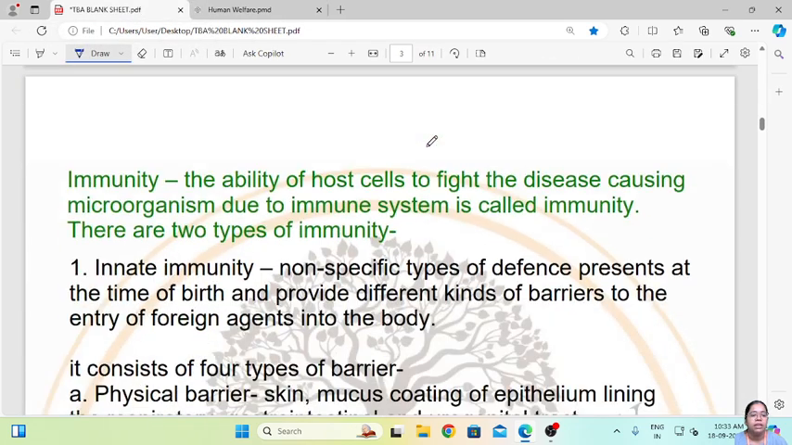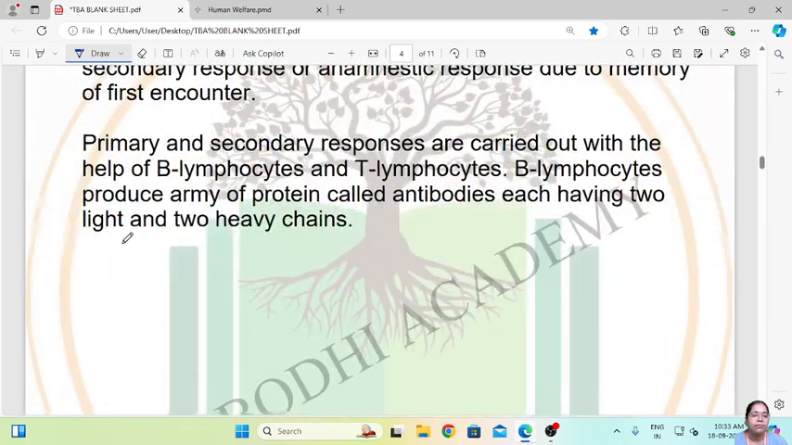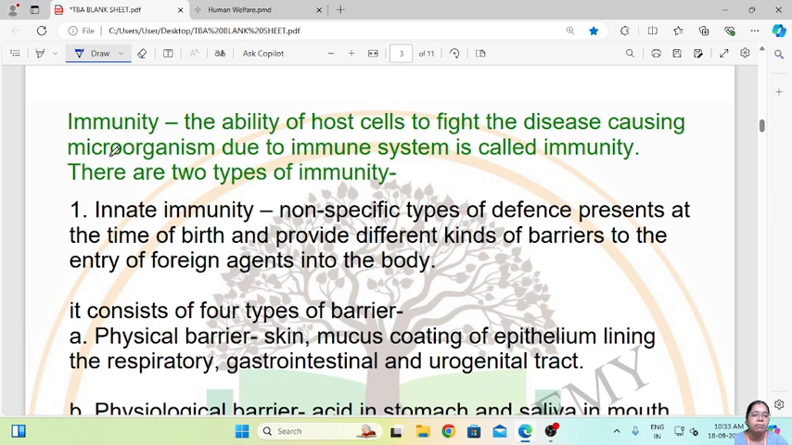So now let us see what is immunity. To fight against these diseases, our body has a fighting system that is called the immunity. So the ability of the host to fight a disease causing microorganism due to the immune system is called immunity. There are two types of immunities. First one is the innate immunity and the second one is the acquired immunity. So first we will see what is innate immunity.